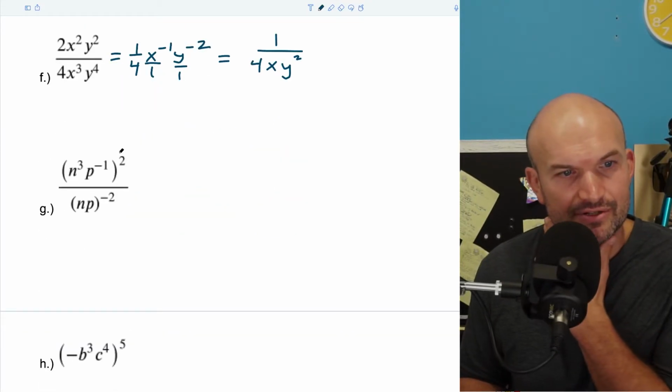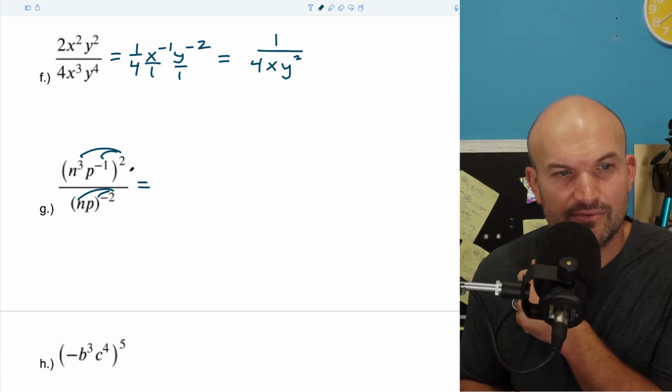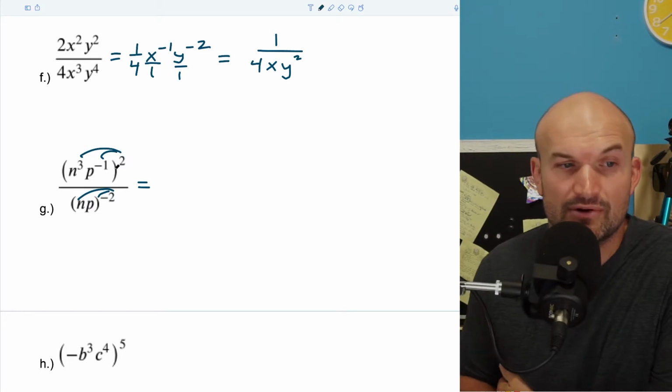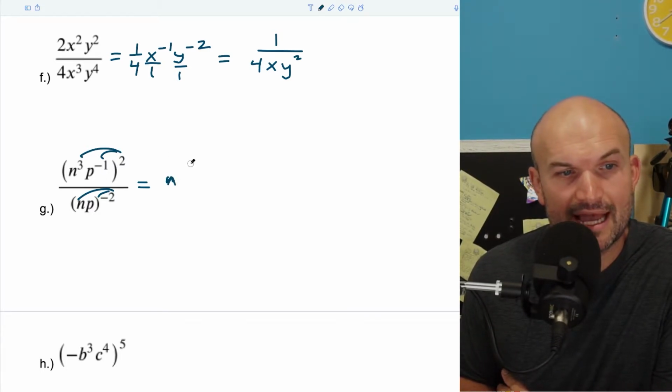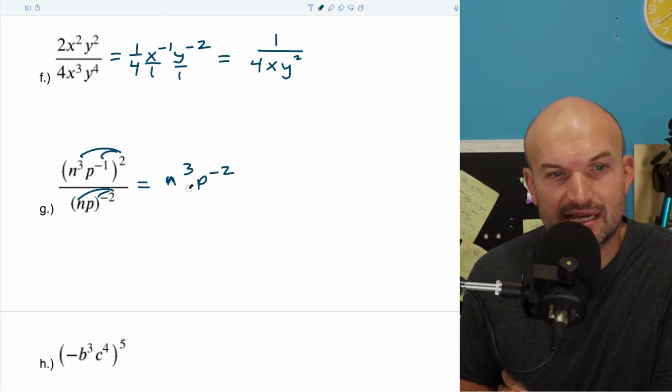In this problem, we need to use the power to product rule first, and then let's go and simplify. Remember the power to product rule, you're going to multiply your powers, right? And when you have an exponent raised to a power, you multiply. So this is going to be a n cubed times p to the negative 2nd power. This is going to be a n to the negative 2nd power and a p to the negative 2nd power.